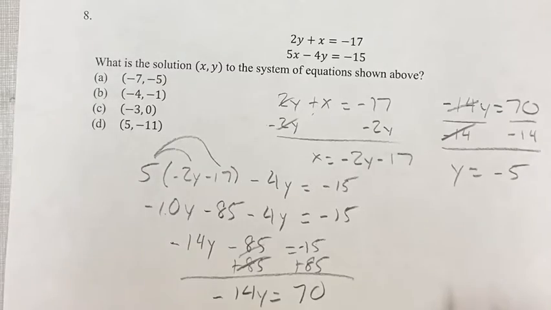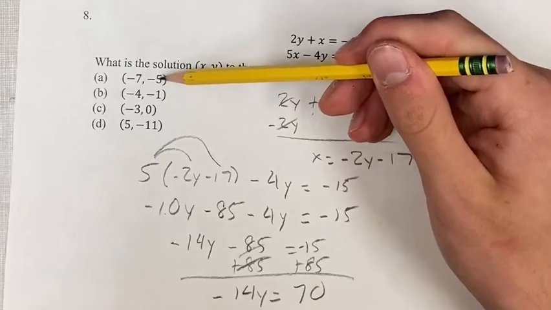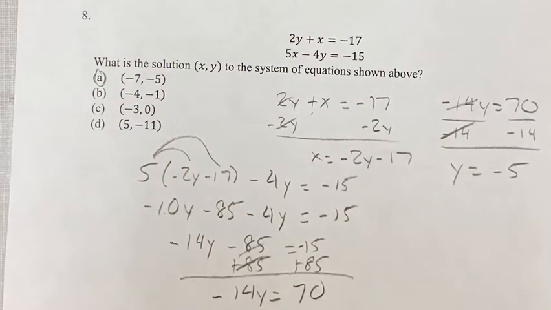So we have our y value, and we can use this to find the x value, but we don't actually need to because we have multiple choice here. And if y is equal to negative 5, and only one of our y values in the answers is negative 5, we know that this answer, A, is our actual answer. We don't have to check the x value because none of the other answers fit. So A is your final answer.